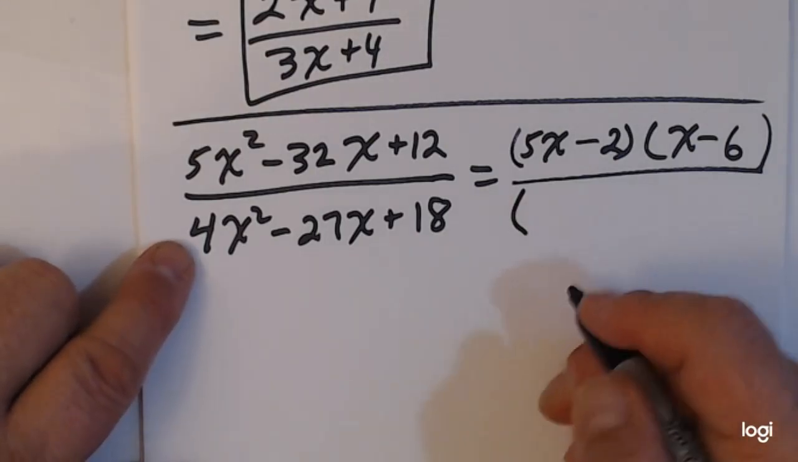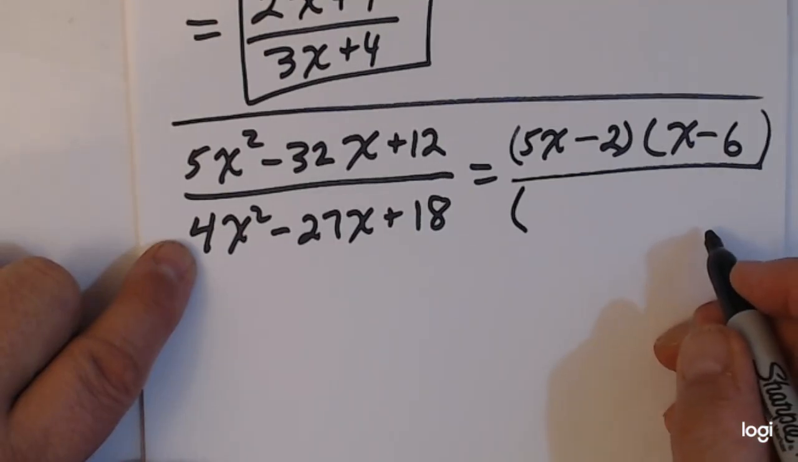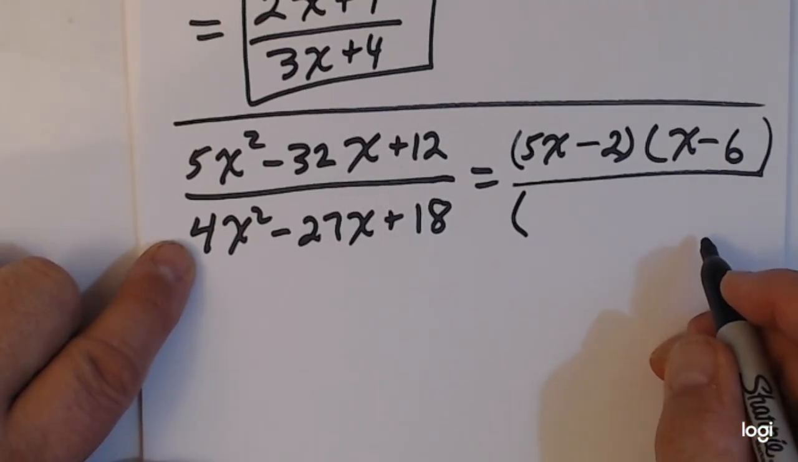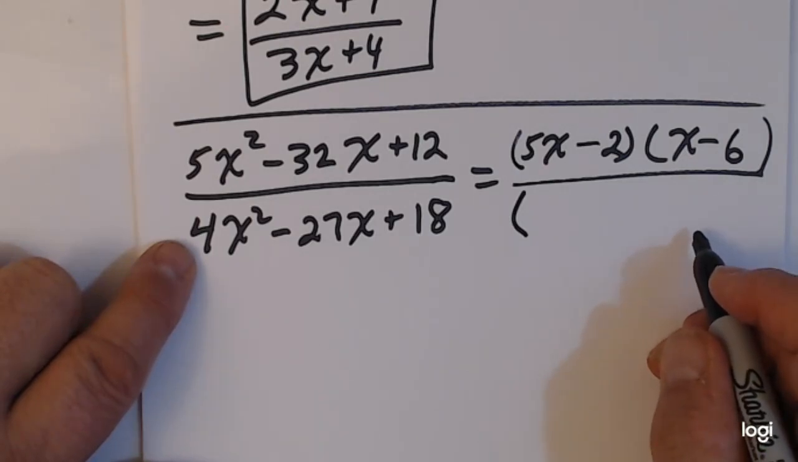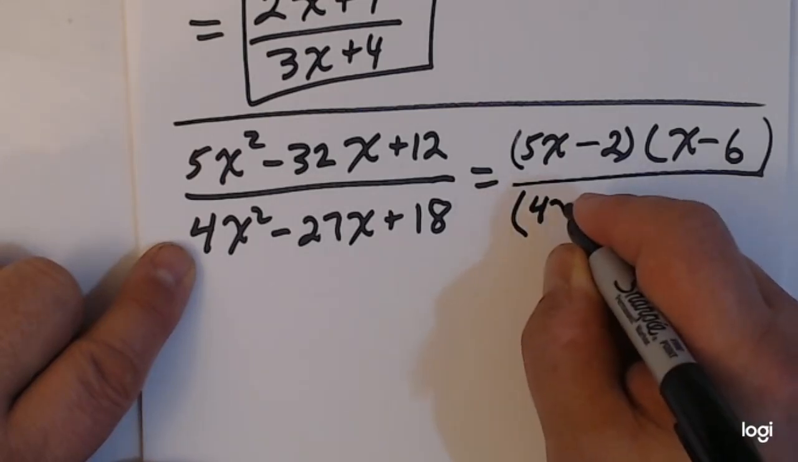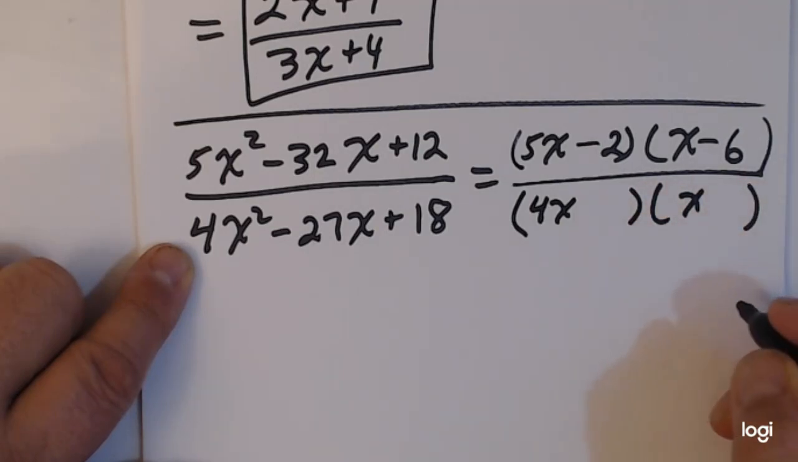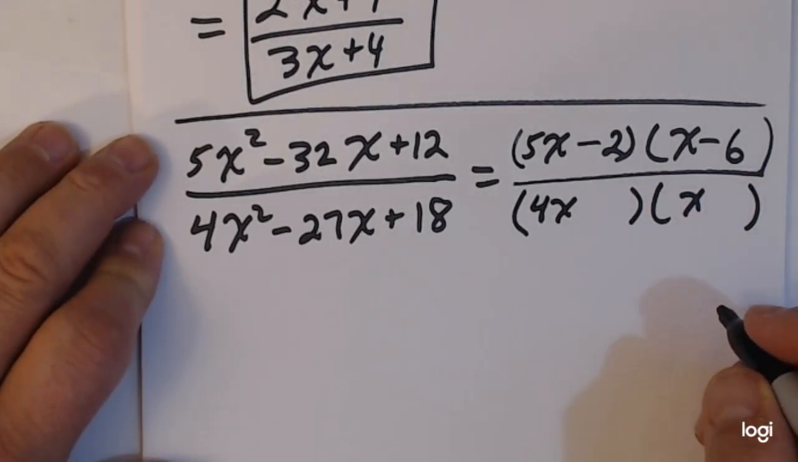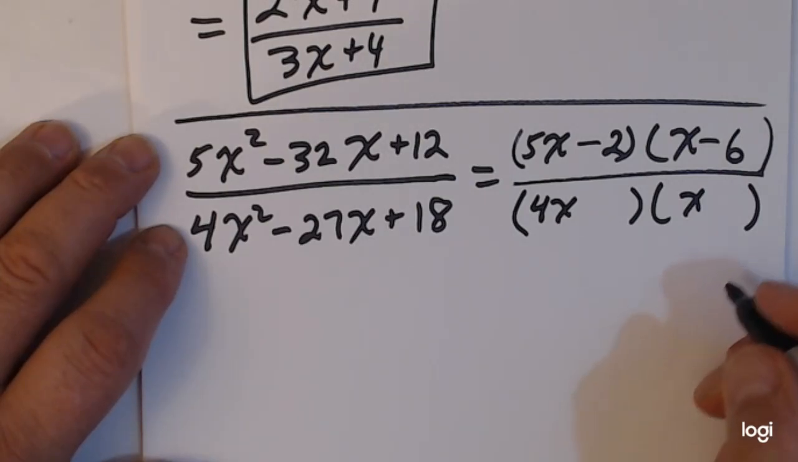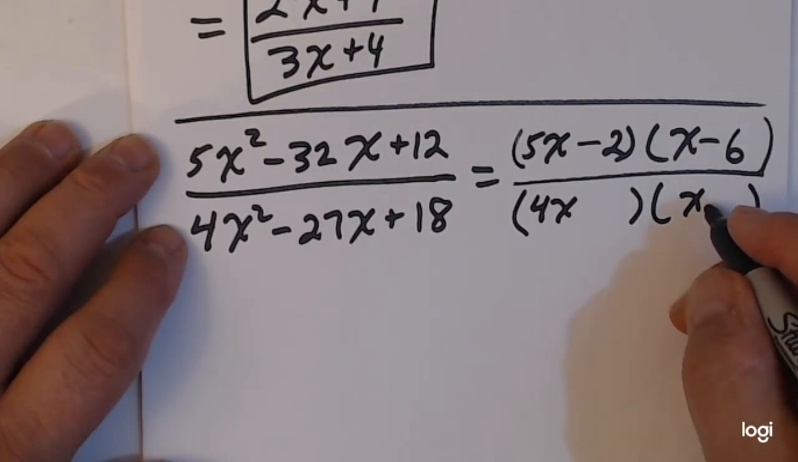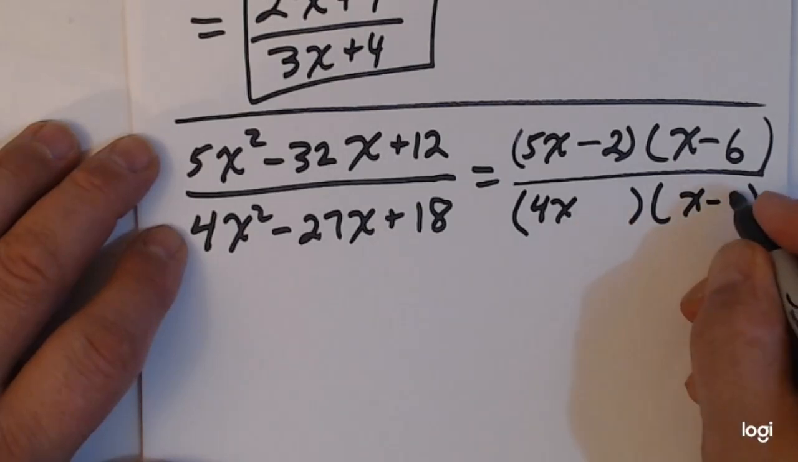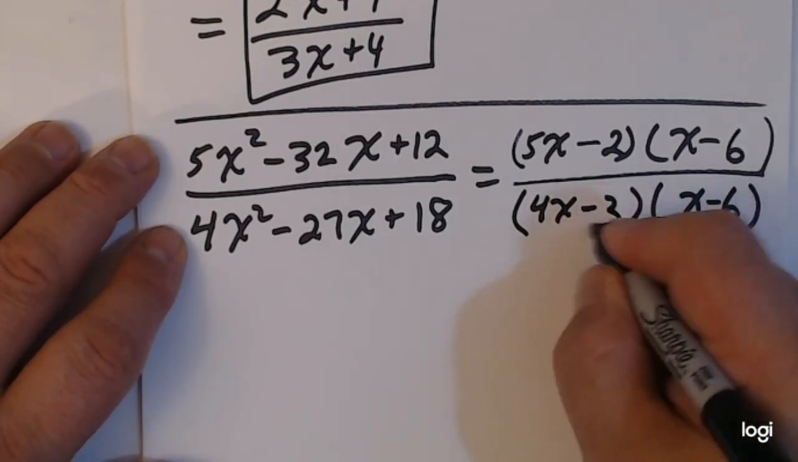Let's see. 2 and 2. If we go with 6 and 3, that'd be 12, 50, no good. This is going to be a 4x and an x. 6 times 4 is 24, and 3 is 20. This is going to be minus 6 minus 3.